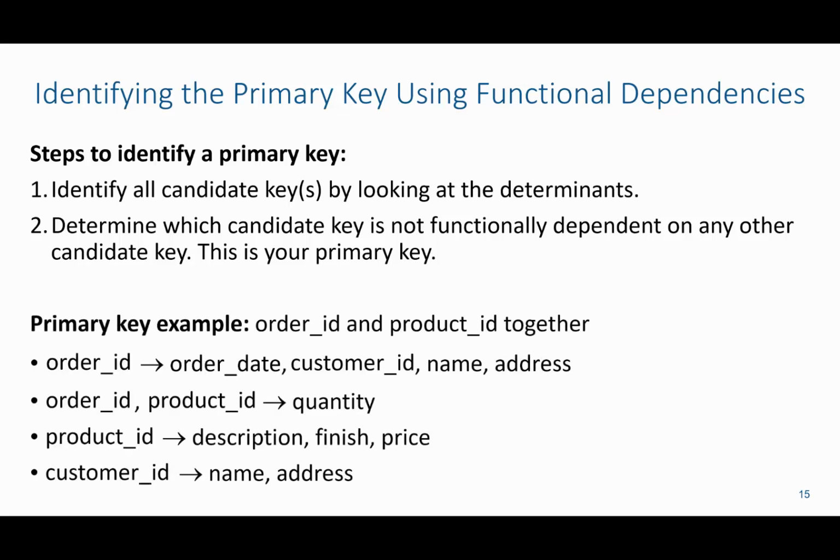Looking at this example below, order ID and product ID together would be our primary key. Because if you look at customer ID, you'll see that it is both on the left and the right, whereas order ID and product ID are nowhere on the right. And so we're left with just order ID and product ID, which become our primary key.